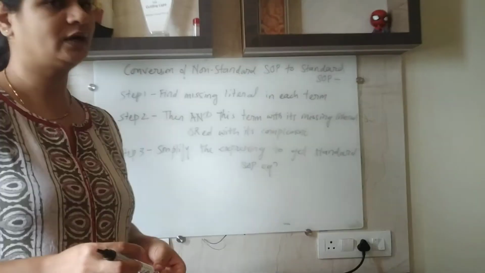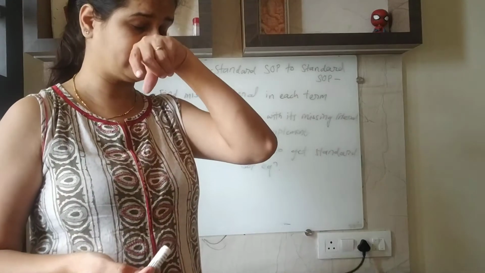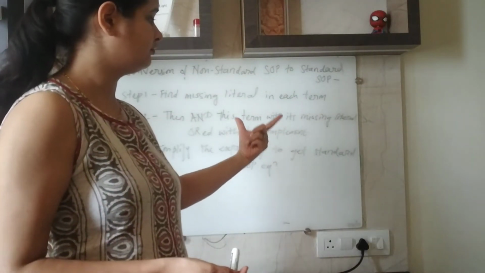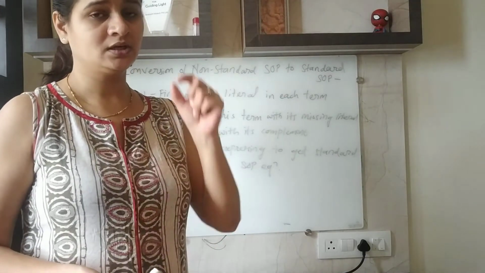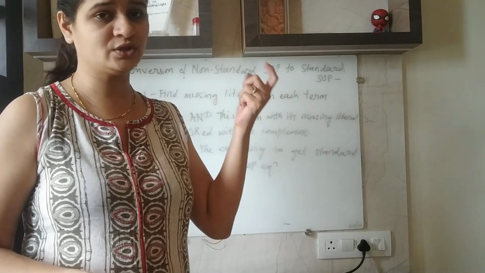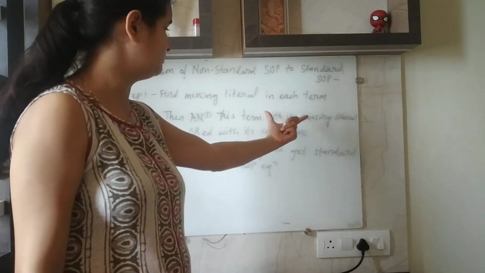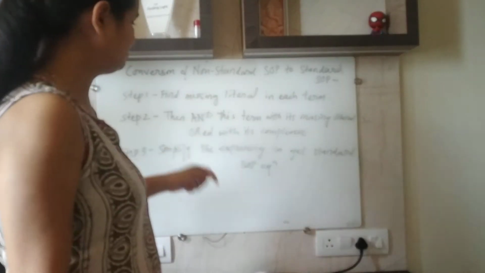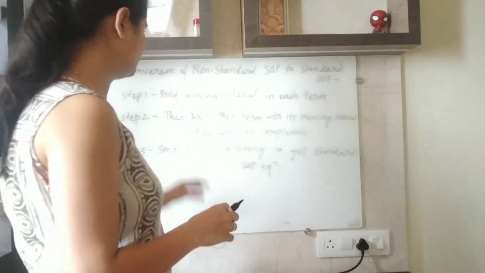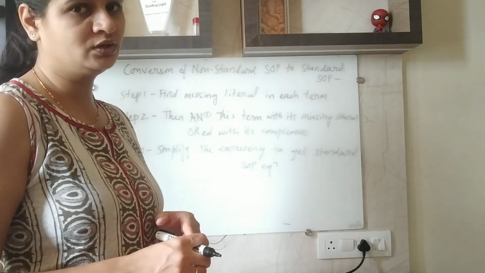So first step is what? Find out the missing literal from each term, right? Then after finding the missing literal from each term, what we have to do, just AND the term with its missing literal. Whatever literal is missing, that should be ANDed with the original term, and that should be ORed with its complement, the missing literal complement, right? And after that simplify to convert that expression into a standard SOP form, right? So these are the 3 steps which we have to carry out for converting a non-standard SOP into standard SOP.